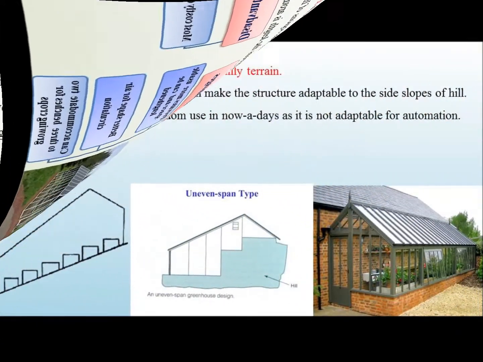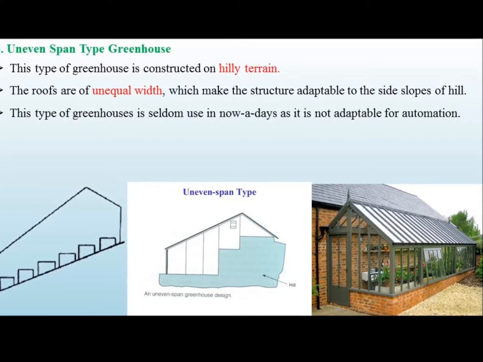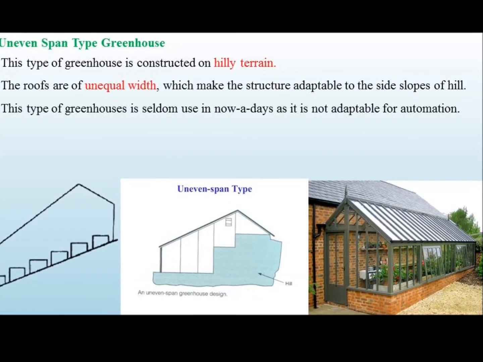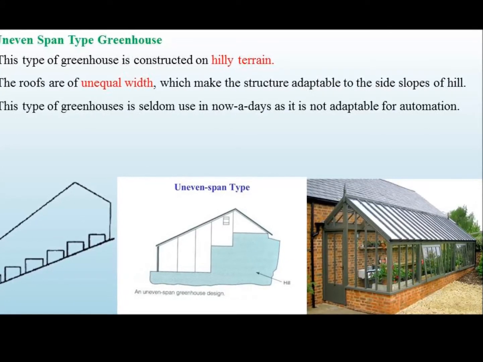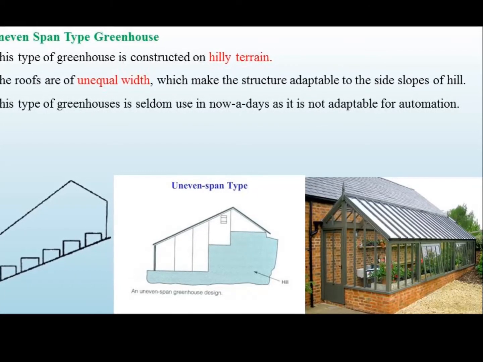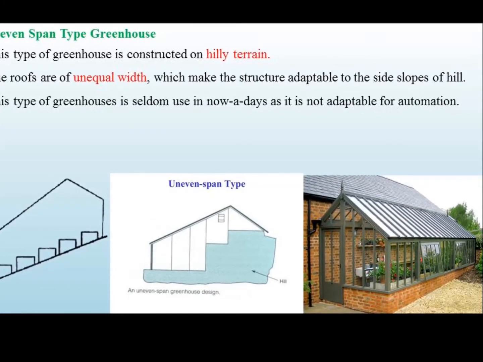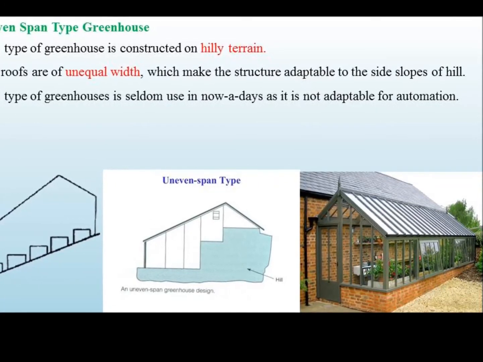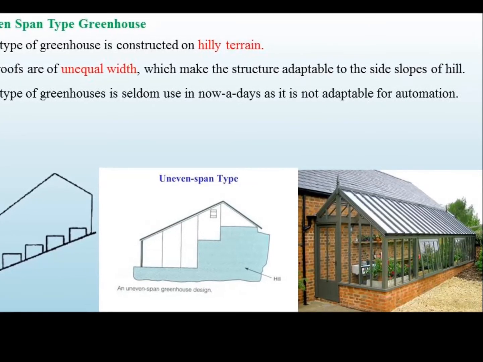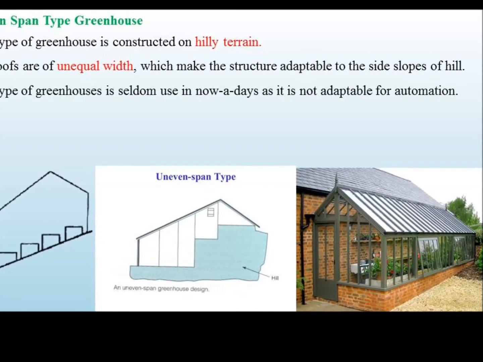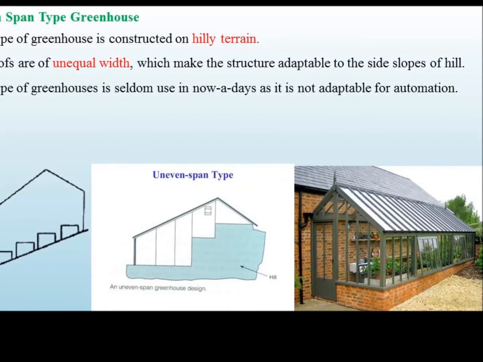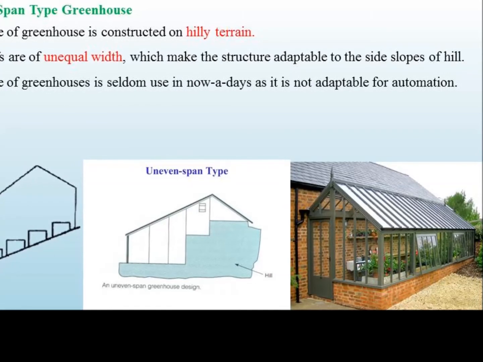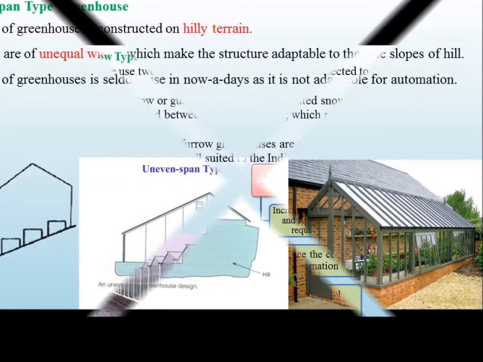Next, we will discuss the uneven span type of greenhouse. Generally, this type of greenhouse is constructed in hilly regions. In this type, the roofs are of unequal width, that means one roof is wider than the other roof. Generally, this structure is adaptable to the side slopes of hilly regions. Nowadays, it is commercially used in hilly regions and undulated lands. And the structures are not adaptable for automation.